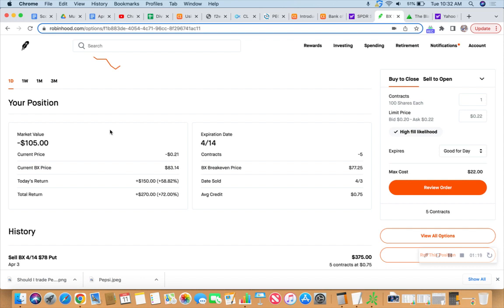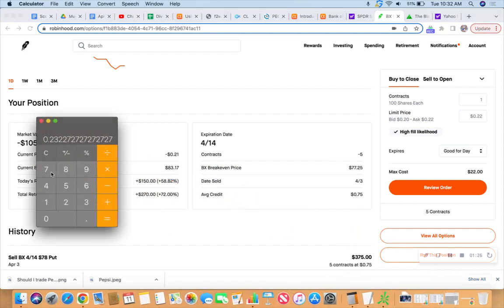So let me get my handy dandy notepad, because let's do some math just to see where we are on this. It's $7,800 per contract. So it's $78 times 100 times the number of contracts. There are five of them. So that is $39,000 in collateral, aka risk, in this trade. We need to know that number to do our math.